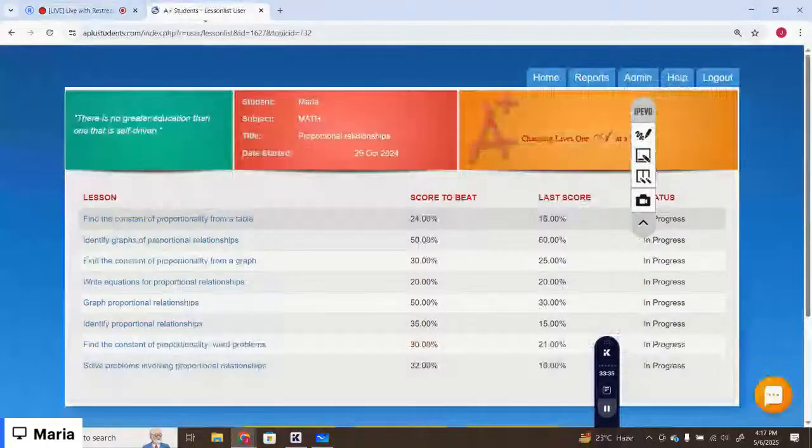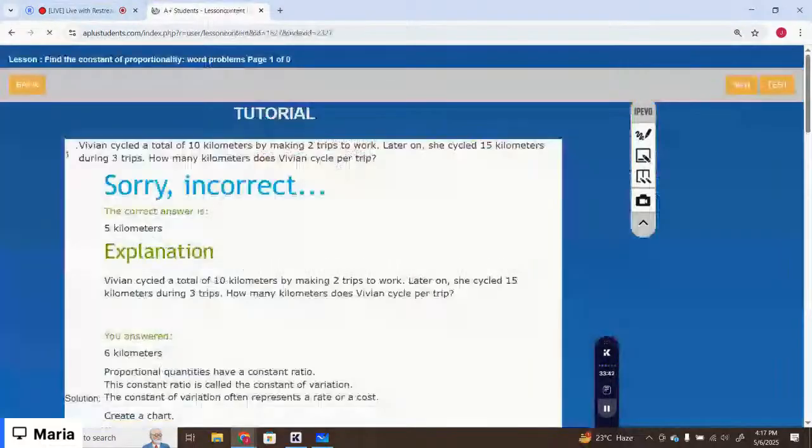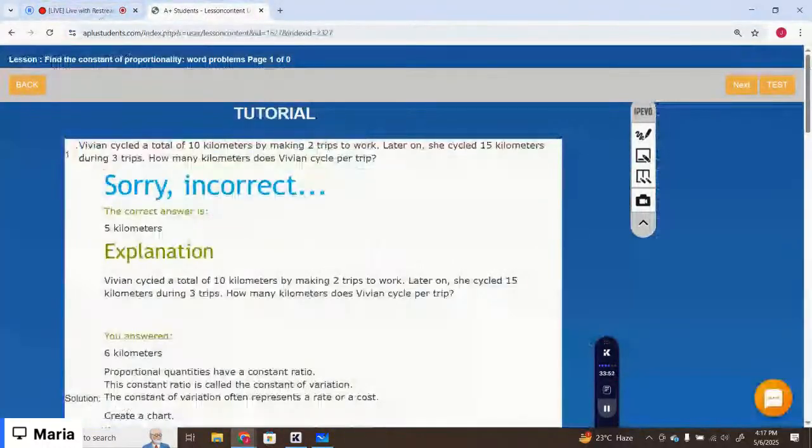Okay, the next lesson is find the constant of proportionality word problems. Vivian cycled a total of 10 kilometers by making two trips to work. Later on, she cycled 15 kilometers during three trips. How many kilometers does Vivian cycle per trip?